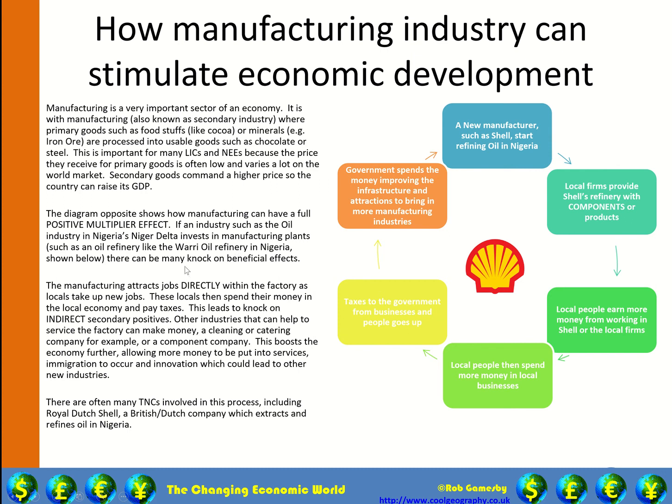So if you put an oil refinery into Nigeria, like the Warri oil refinery, a new manufacturer such as Shell starts refining oil in Nigeria. Local firms provide Shell's refinery with components of products. Local people earn more money. Local people then spend more money in local businesses. The taxes to the government go up from businesses and people. The government spends more money on infrastructure and attractions to bring in more manufacturing industries. You get more new manufacturers. So that is a positive multiplier effect, which brings in direct money to the country and indirect money as well. And we'll be looking at Shell as an example on the next video.